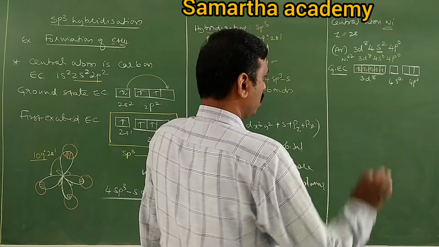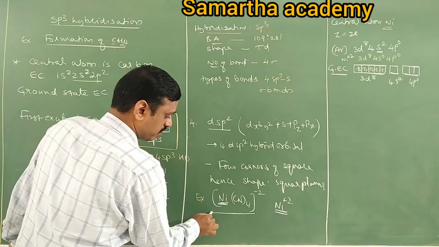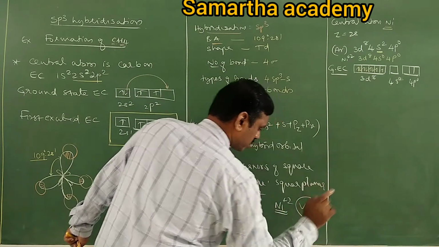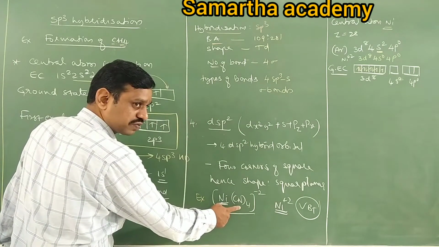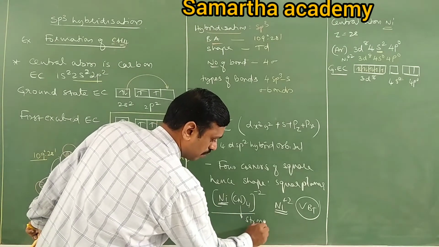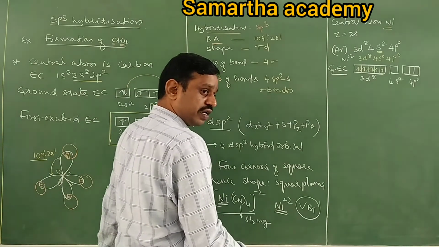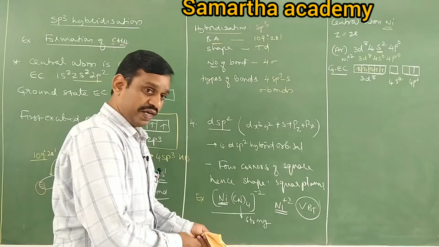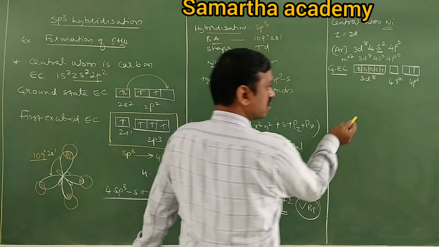Now tell me, in VBT, valence bond theory, in complex compounds we have studied this nickel surrounded by 4 cyanide ligands. These 4 cyanide ligands are strong ligands. Ammonia is a strong ligand, CO is a strong ligand, CN minus is also a strong ligand. In the presence of a strong ligand, rearrangement of electrons takes place according to VBT. Do you remember?